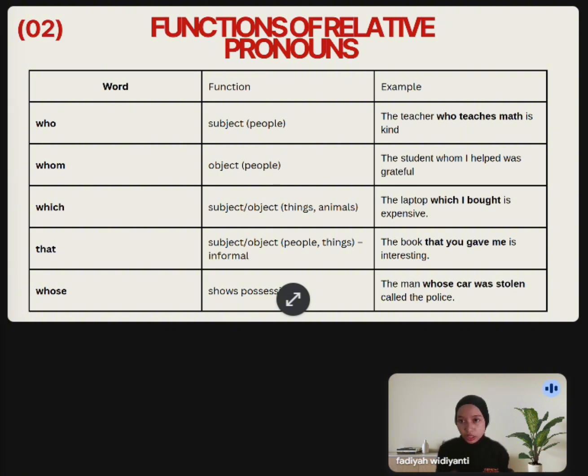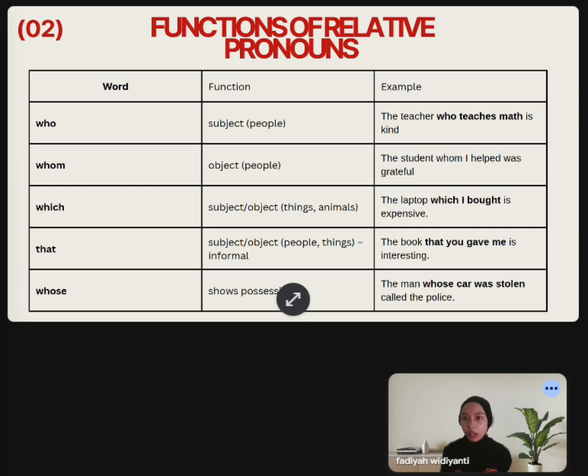And third is which. Which is for things or animals, and it can be the subject or object. The example: the laptop which I bought is expensive. And then the report which was finished last night is excellent.